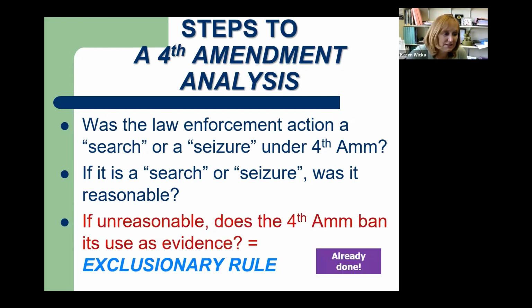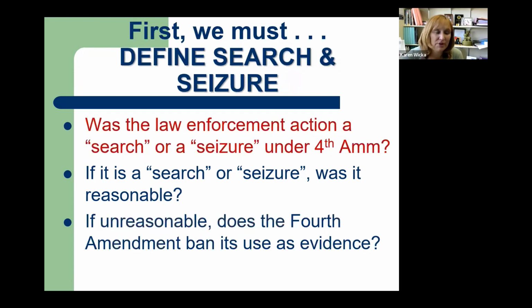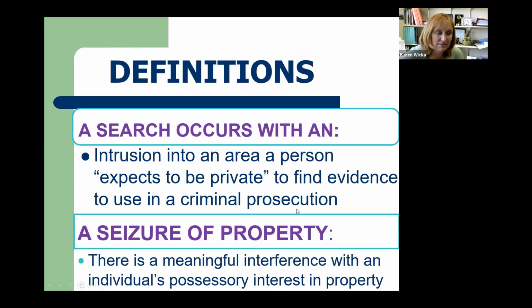So luckily, we've already done the bottom part. The last part of the analysis, we've already covered last week with chapter 10 when we talked about the exclusionary rule. So you already understand that and the exceptions to the exclusionary rule. So now we have to go back and start with the first question. We already said if it's governmental action and there's a protected area, then the Fourth Amendment kicks in, but it only protects against things that are defined as search and seizure. So we're going to define what that means.